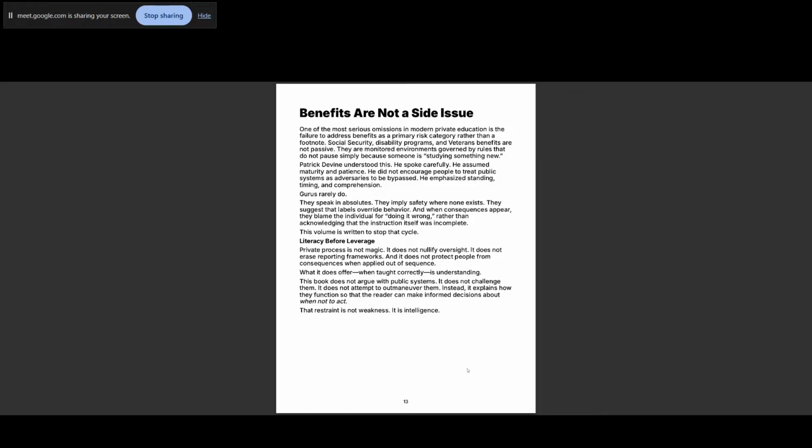This book does not argue with public systems. It does not challenge them. It does not attempt to outmaneuver them. Instead, it explains how they function so that the reader can make informed decisions about when not to act. That restraint is not weakness. It is intelligence.